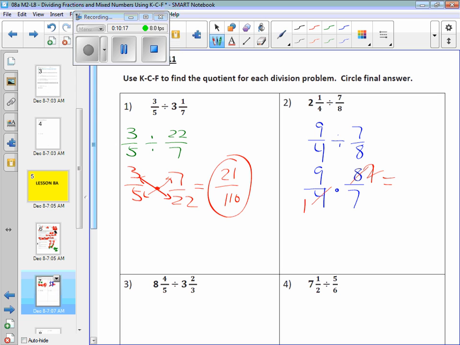All right, 9 times 2 is... 1 times 7 is... It's improper. I have to change it back in. 7 goes into 18 how many times? How many left over? Again, if you take care of knockout here, you don't have to worry about it being done here. We are good. 2 and 4 sevenths.